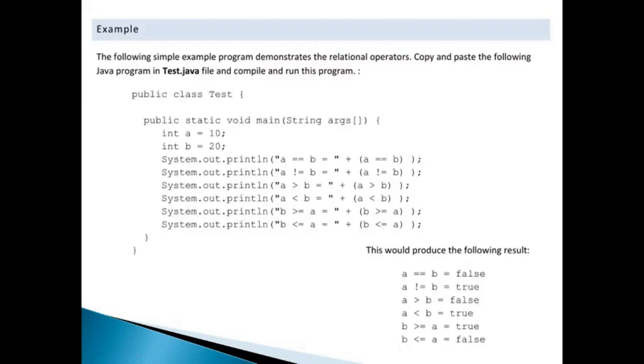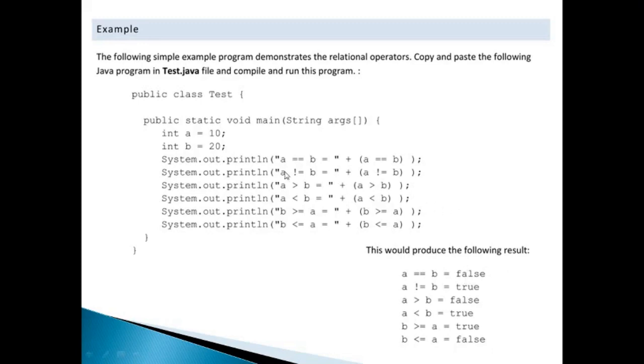Now this is a very simple example depicting the usage of relational operators. What is happening here is, first we have two variables A and B. A is initialized to 10 and B is initialized to 20. Both are integers. Then we need to print if both are equal, but in our case they are not equal. So if we print simply that A equals B, this will definitely result in a false condition, so it will print false.